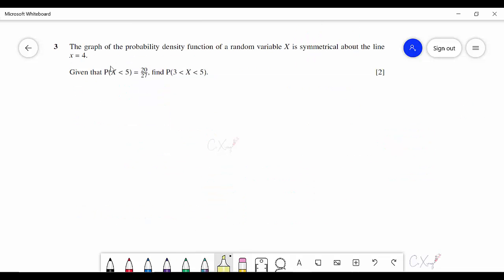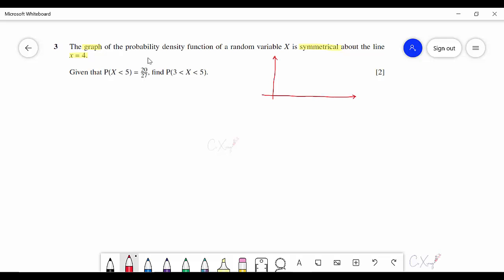Okay, so we come to question number 3. Right, so question number 3, they are telling us that the graph of the probability density function of a random variable x is symmetrical about the line x equals 4. So actually for this question, we don't know what is the shape of this probability density function, and we also don't know what is the function, but we have a very important information here.